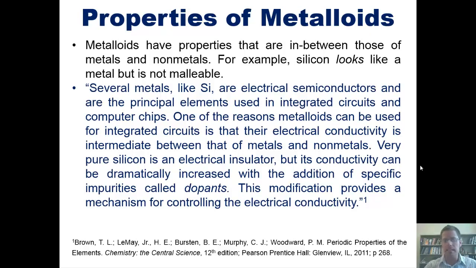Very pure silicon is an electrical insulator, which means that it prevents electricity from being conducted, but its conductivity can be dramatically increased by adding specific impurities called dopants. This modification, or this ability to gradually or incrementally increase or decrease the conductivity of silicon, provides a mechanism for controlling electrical conductivity in circuits.